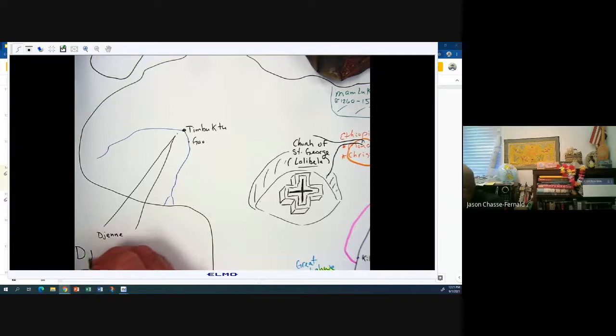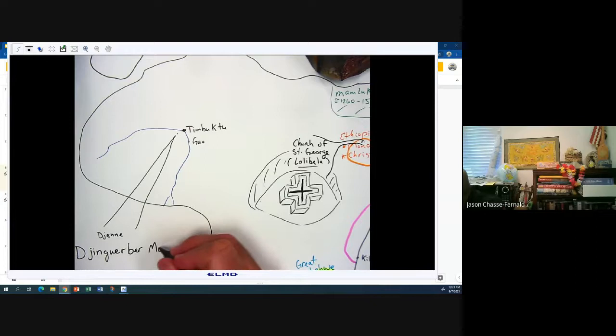So it's spelled D-J-I-N-G-U-E-R-E-B-E-R. Djinna River Mosque.